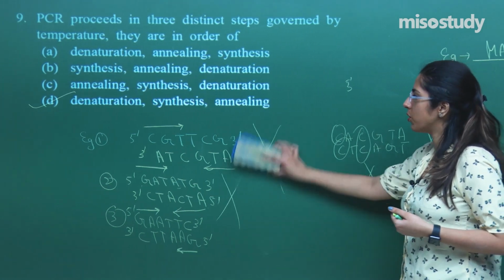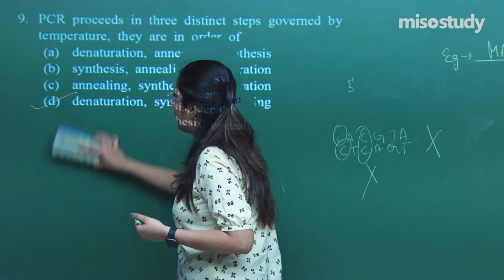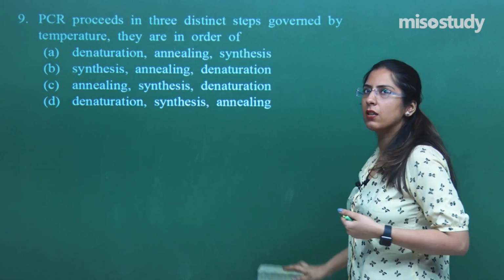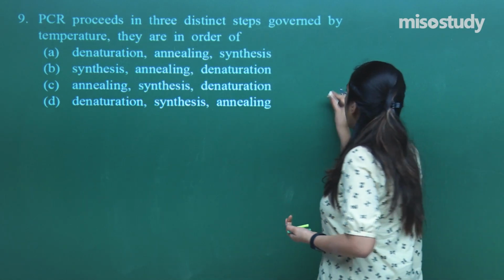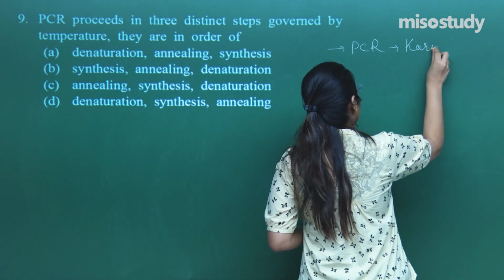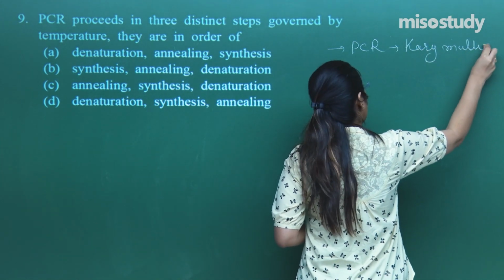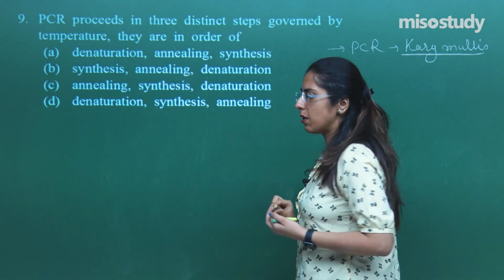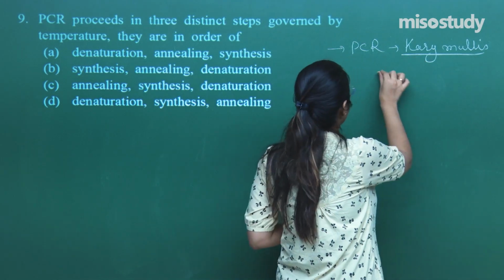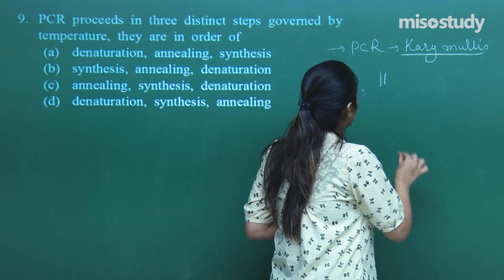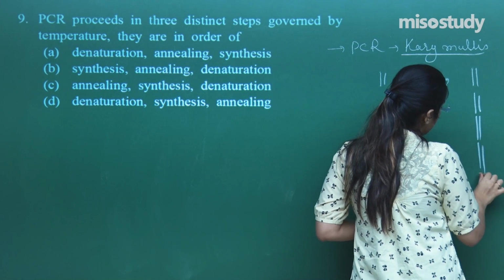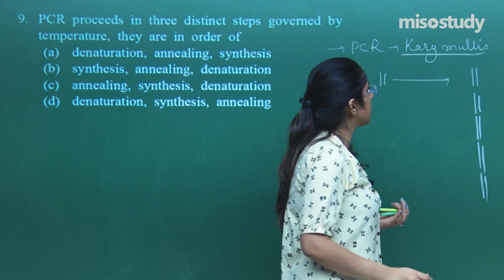Now, the next question, question number 9. It's related to PCR. First of all, tell me, who discovered PCR? PCR was discovered by Kary Mullis. It is the procedure by which, if I have some specific DNA sequence, with the help of PCR I can prepare copies of this sequence. N number of copies can be produced, and the whole process is called PCR, polymerase chain reaction.